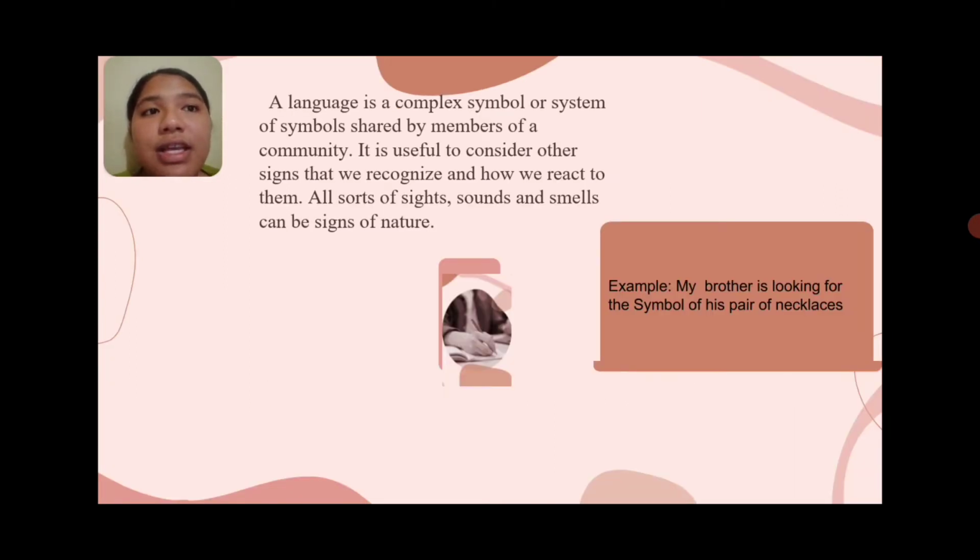A language is a complex symbol or system of symbols shared by members of the community. It is useful to consider others' reactions and how one reacts to them. All sorts of sights, sounds, and smells can be signs of nature. For example, my brother is looking for the symbol of a pair of hair in the next class. Next.